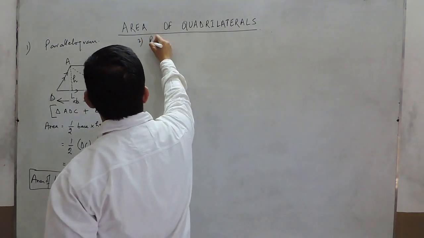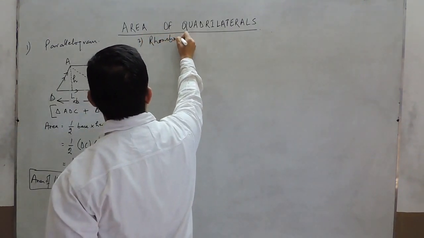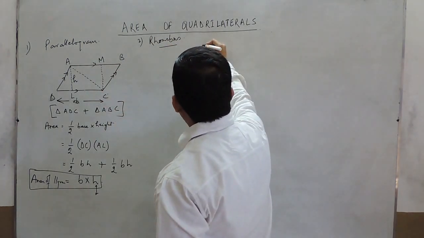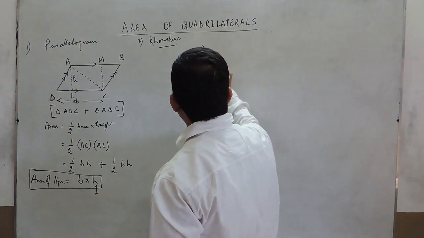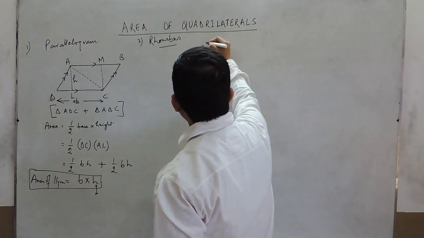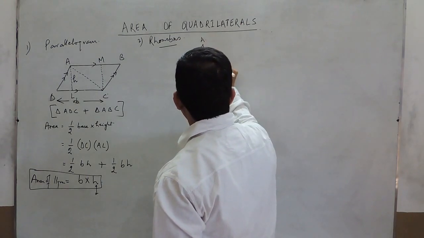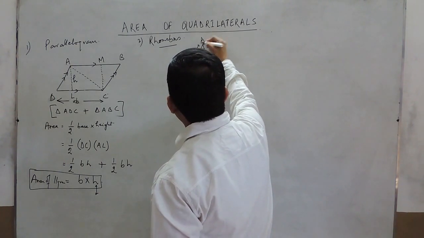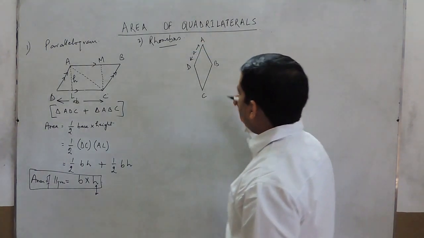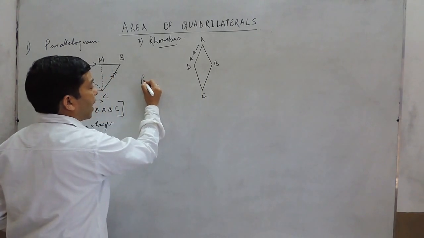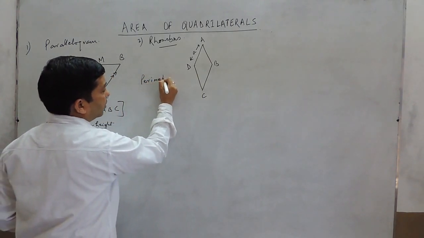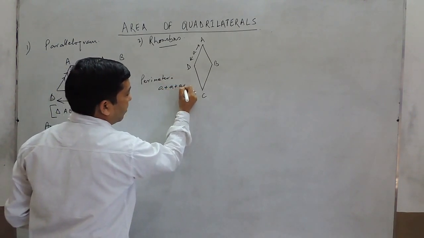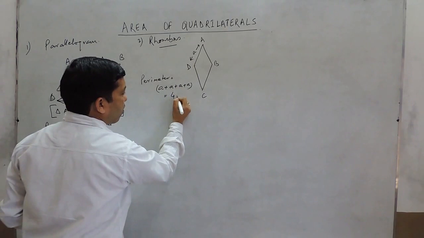The second figure is a rhombus. When I say rhombus, that means it has all four sides equal in length. Suppose the length of one side is A, then the length of all four sides is A. If we talk about the perimeter of a rhombus, the perimeter becomes A plus A plus A plus A, which equals 4A.